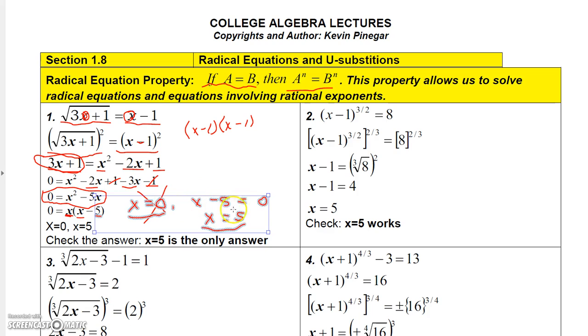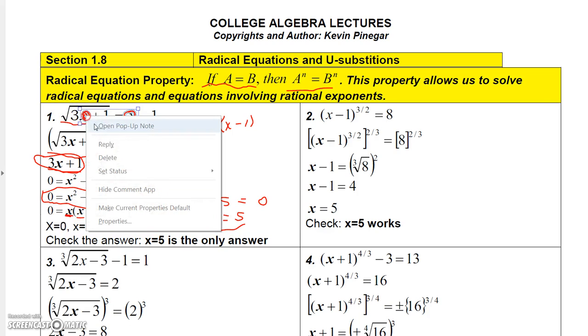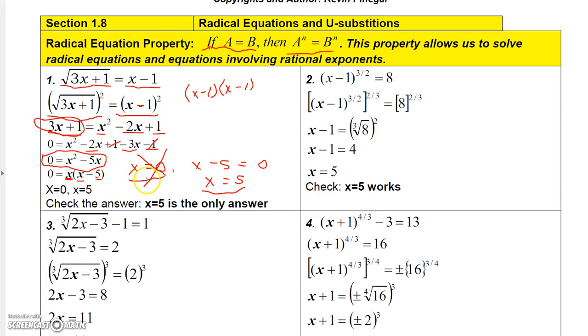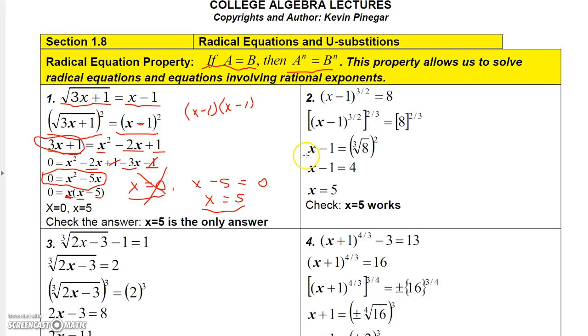Now the x minus 5 equals 0, x equals 5. So let's see, if I put 5 in here, 3 times 5 is 15. 15 plus 1 is 16, and the square root of 16 is 4. So the left-hand side would be 4, and over here 5 minus 1 would be 4. So yeah, 5 works, but the 0 does not work. So be very careful there.